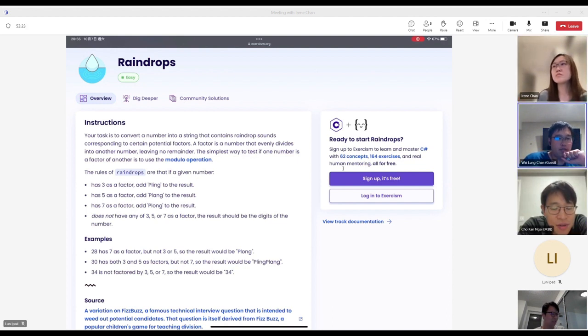So the question is, given a number, we have to check certain conditions to see if it is the sum of the raindrops. So what do you think will be the first condition here?